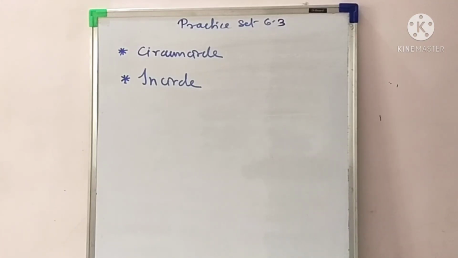The next part, practice set 6.3, is about the construction part, where we have to draw circumcircles and incircles. That construction part, practice set 6.3, we will continue in our next lecture. Okay, so here we stop, and we finish practice set 6.2, and 6.3 will be continued in our next lecture.